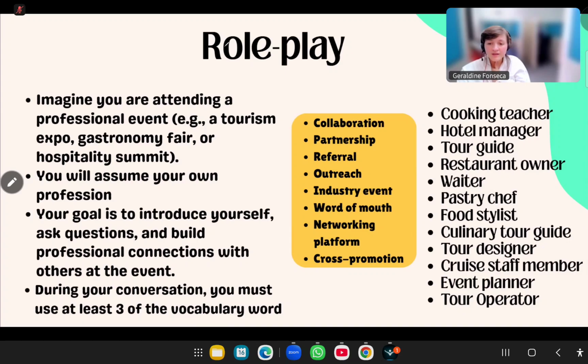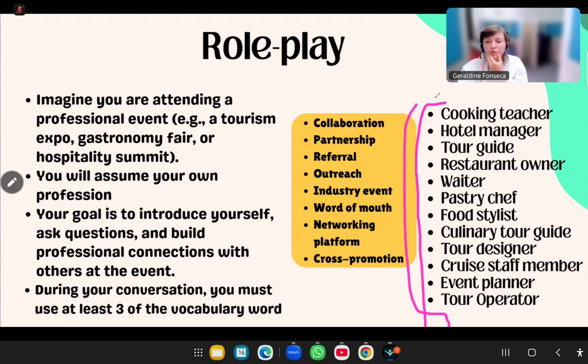Okay, so guys, I'm creating the groups. Remember that you are going to assume your own roles. For the people in the tourism industry, you are going to be in a tourism expo. For the ones in the restaurant, in the gastronomy area, a gastronomy fair. We are going to keep those in mind. For the ones who are not in the industry, Paula, Nicolas, Angie, and Esperanza, you are going to select one of these roles.